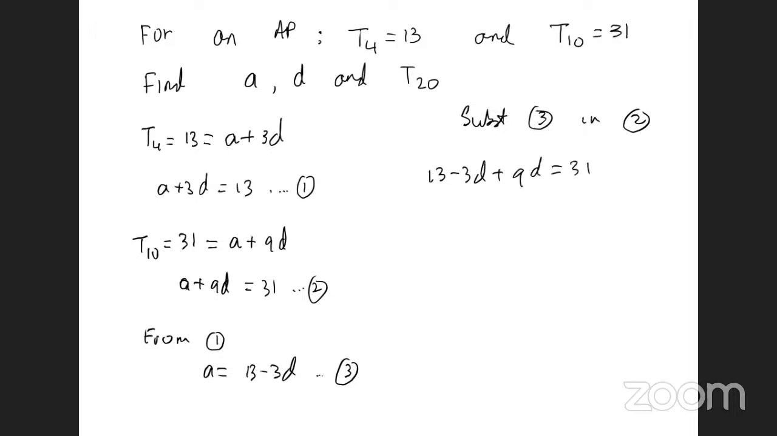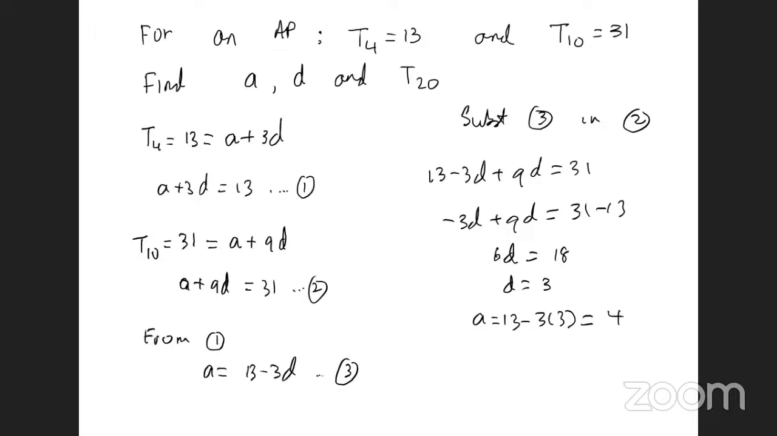Bring all the like terms together. 3D plus 9D is 31 minus 13. So this is 6D. 6D is equal to 31 minus 13, which is 18. So D is equal to 3. Everybody got that? D is 3. So now A is equal to 13 minus 3 times 3, which is 13 minus 9, which is 4.